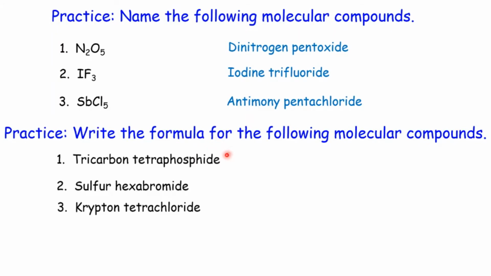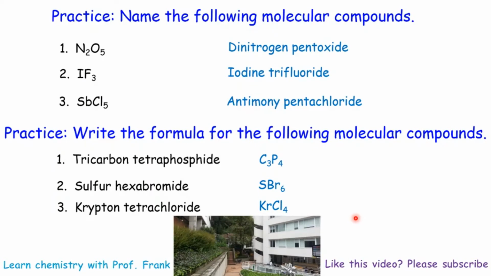That's from formulas to names. And now, from names to formulas. Tricarbon tetraphosphide. Tricarbon, which means 3 carbon, C3. Tetra means 4. Phosphide comes from phosphorus, so therefore should be C3P4. Sulfur hexabromide. Sulfur is S. Bromide comes from bromine, Br, and 6 of those. Krypton tetrachloride, KrCl4. Those are the examples for both from formula to names and from name to formulas.